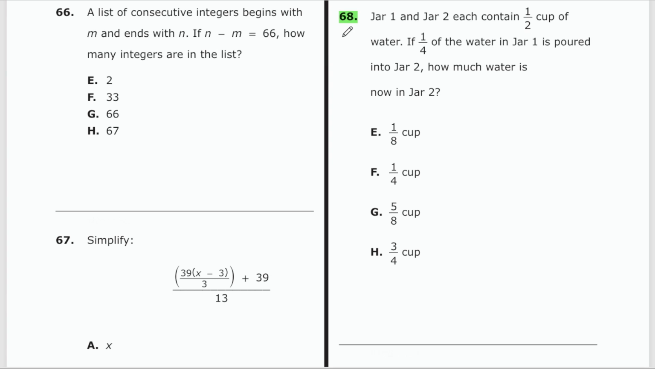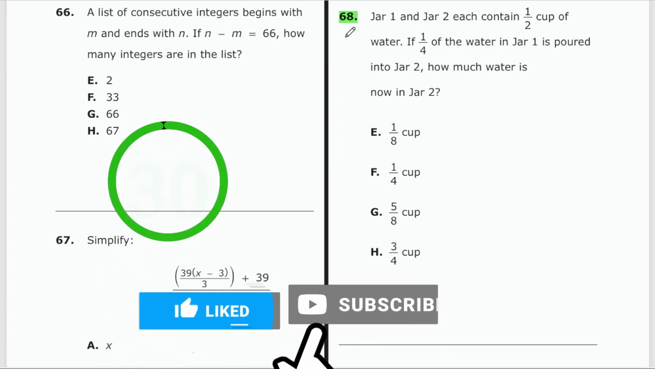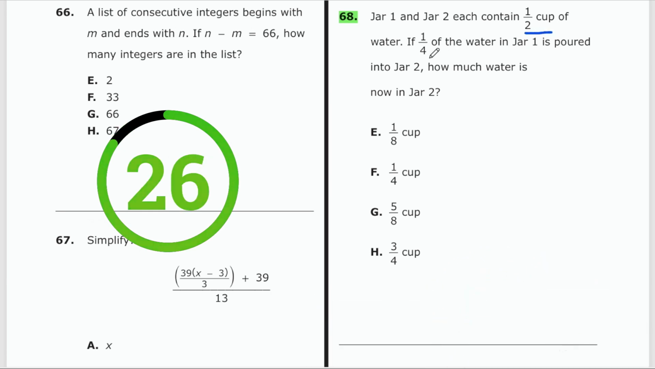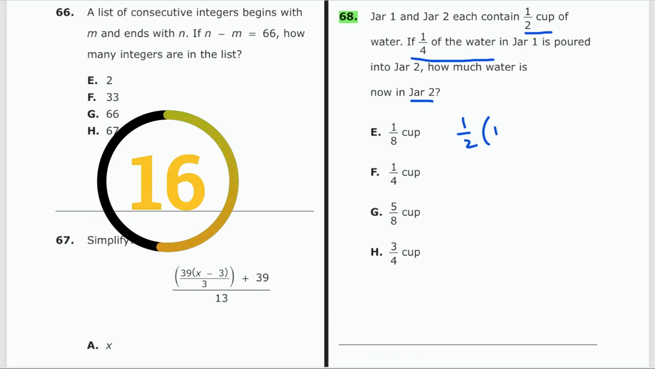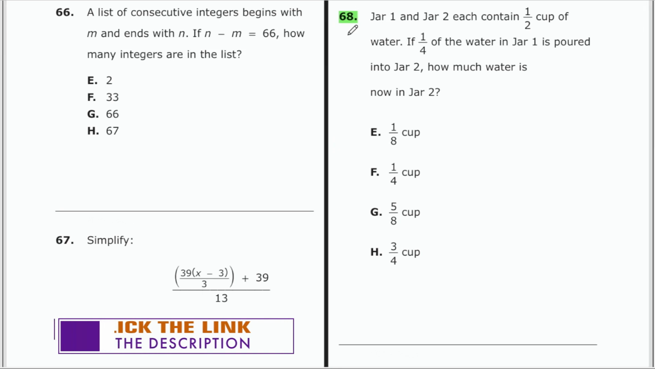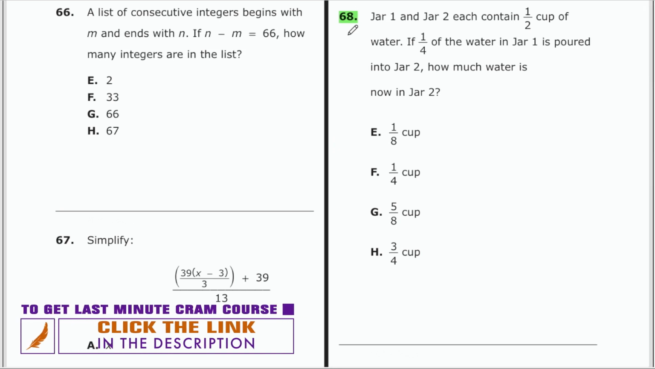So, how can you do this problem in 30 seconds or less? Jar 1 and jar 2 each contain 1/2 cup of water. If 1/4 of the water in jar 1 is poured into jar 2, how much water is now in jar 2? So you have 1/2 times (1 plus 1/4), which is equal to 1/2 times 5/4, and the answer is G. How was I able to do this problem so fast?